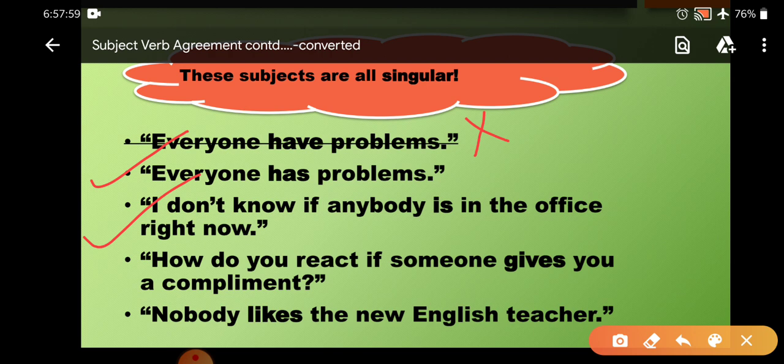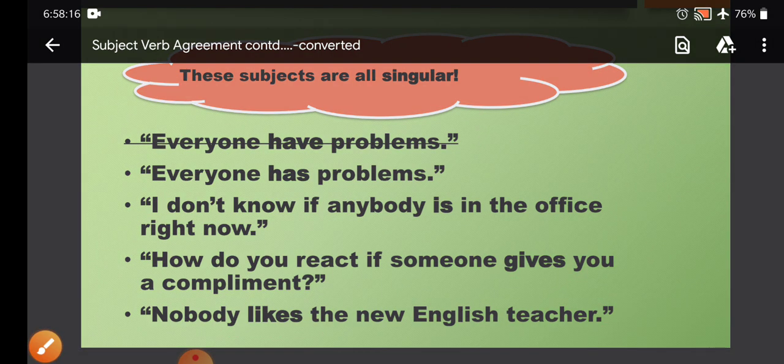Look at the next sentence. How do you react if someone gives? This is again singular. Then the last sentence, nobody likes the new English teacher. Of course, in your case, it's not true. I'm sure you would be liking your English teachers.